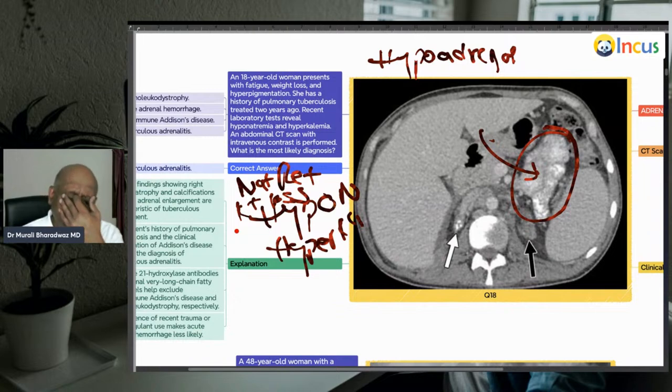hypoadrenalism, you don't have glucocorticoids and mineralocorticoid activity is very low. That's the reason there is no sodium retention, loss of sodium is there. There is no potassium loss, retention of potassium is there. That is the reason there is a development of hyponatremia with hyperkalemia. And also hyperpigmentation is a feature of the hypoadrenalism.